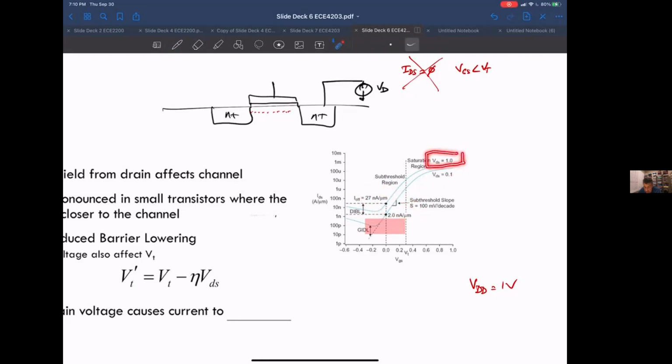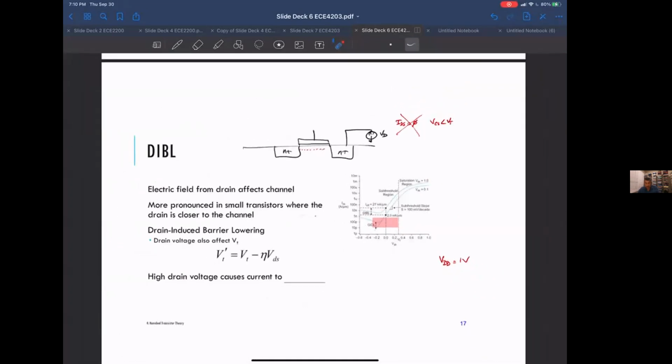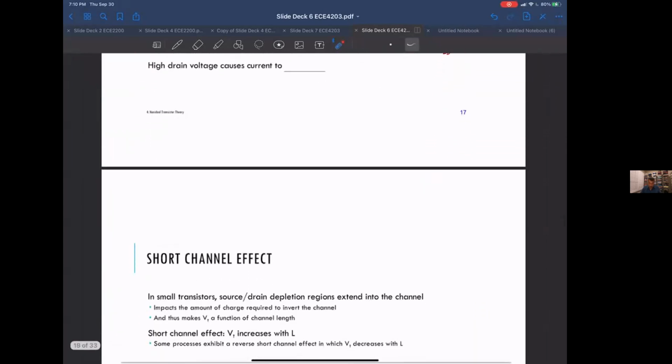So this is when the output is a logic 1, and this is the case when the output is close to a logic 0 with a VDS of 0.1. You can see in both of these cases, the leakage current for the VDS of 1 is going to be higher. So anyway, the upshot is that you end up with a different subthreshold current operation. Okay, so that's drain-induced barrier lowering.